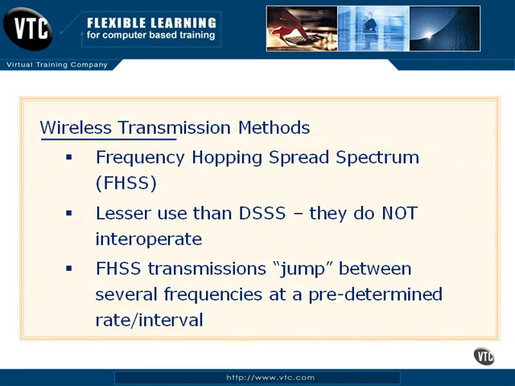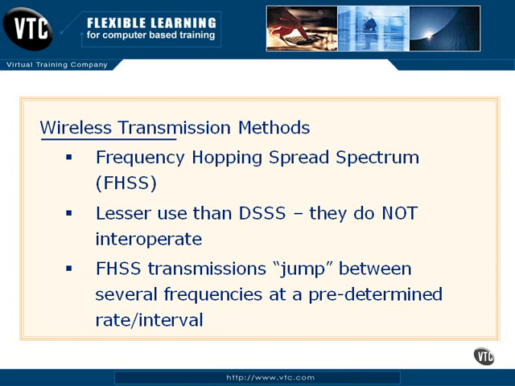There's also frequency hopping spread spectrum, or FHSS. Now, FHSS is not used as widely as DSSS is. In fact, they do not interoperate. You will occasionally have a device that's compatible with both, but it basically implements different technologies on both its transmitters and receivers that can talk to both. But it's impossible to have an FHSS and a DSSS device that talk to each other. They have to be compatible with both in order to talk to each other.